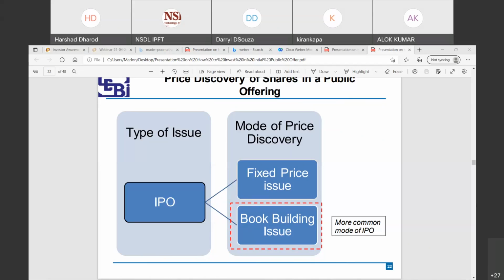Now, in the case of a book build issue, what book build typically means is that there will be a range, two price points given, and within that you can bid in an IPO. For example, I give you 100 to 105. This is a price range. So the lower price would be 100 and the upper end would be 105. From 100, 101, 102, 103, 104, 105, you can bid at any price point depending upon how much you want to pay. That is the book building concept, wherein a range will be given, and in that you need to bid in a particular IPO when the IPO is on. Next slide, please.